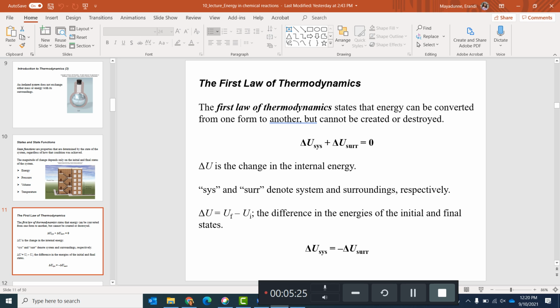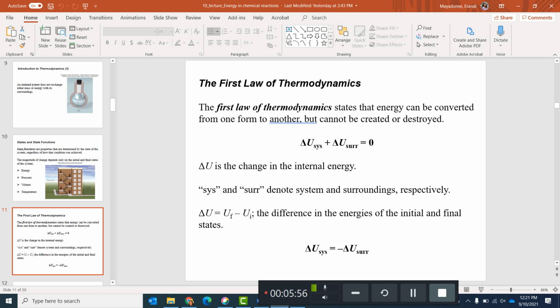With all this in mind, I'm going to go to the first law of thermodynamics. The first law of thermodynamics states that energy can be converted from one form to another, but cannot be created nor destroyed. So energy cannot be created or destroyed. This is the first law of thermodynamics.